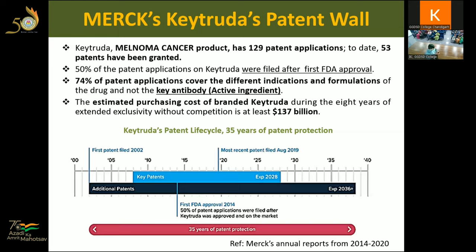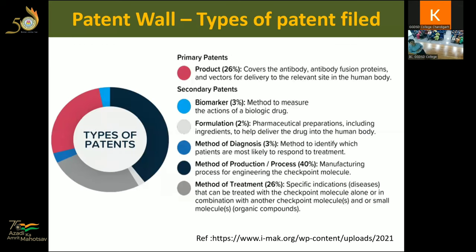Now, 36 years as far as earning is concerned. Look at these patents. Product patents are 26%, biomarkers 3%, formulation 2%, method of diagnostic kits 3%, method of production process 40%, method of treatment 40%. Now, these are not patentable in the Indian market. They are all patentable in the US market. That is why they are able to extend the life.